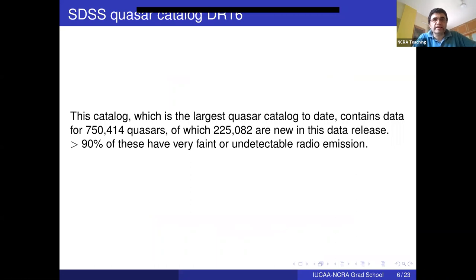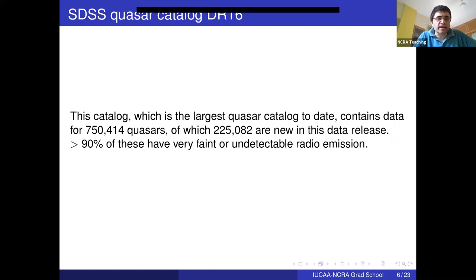Okay, so the latest release of the SDSS quasar catalog. The SDSS has approximately one new release every year. So the most recent release is called Data Release 16. And in this particular data release, which is a catalog, they have released the largest quasar catalog to date, containing data on 750,000 quasars, of which as many as 225,000 are new in this data release. So nearly a third of the quasars known have been discovered in the last year or two.